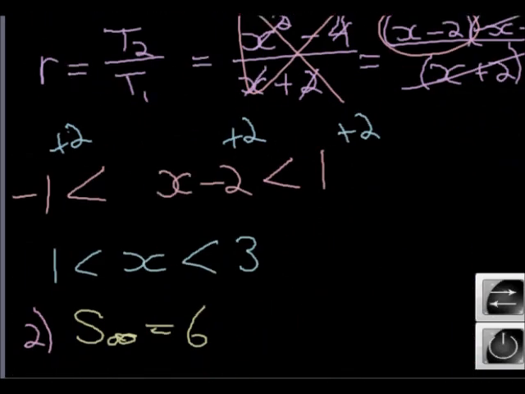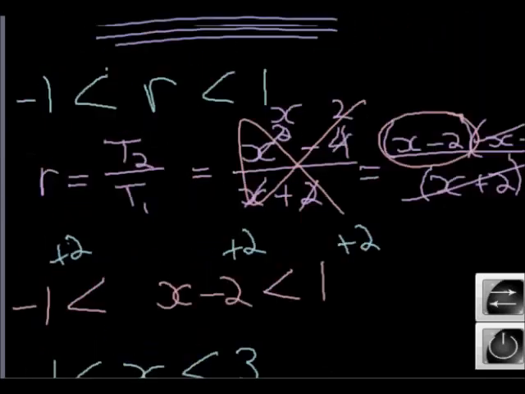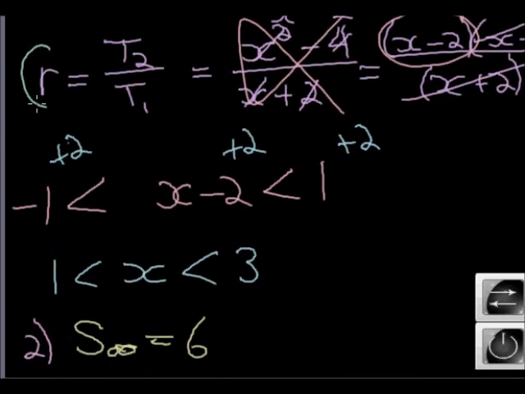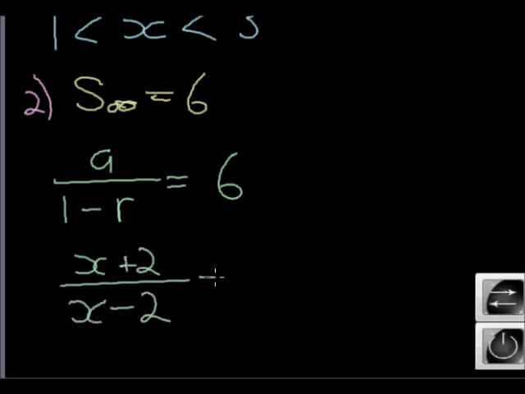Do I know what r is? Yes, what is r? x minus 2. I just worked it out in the previous question. r was x minus 2. So I have (x plus 2) over (1 minus (x minus 2)) is equal to 6. Here we go again. Grade 11. How can you do grade 12 if you couldn't do grade 11? If you're not doing too hot, go study your grade 11 stuff.